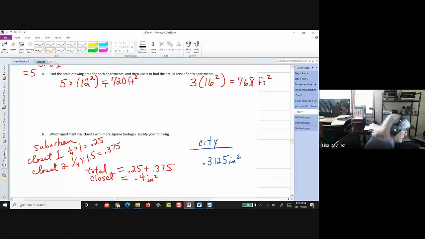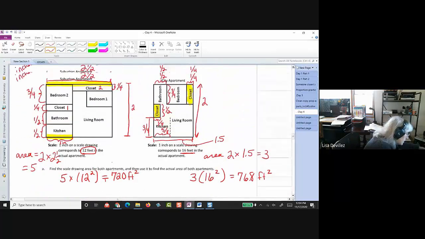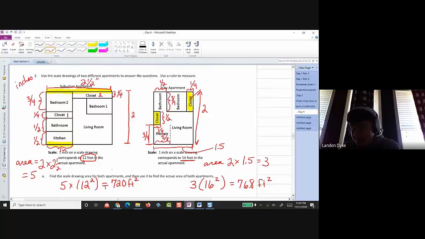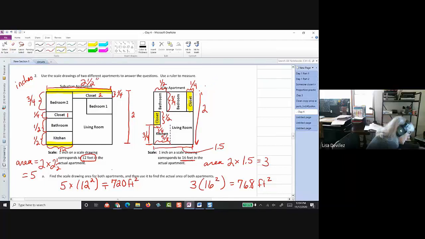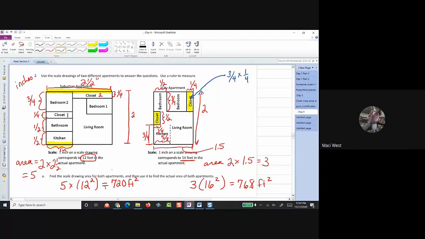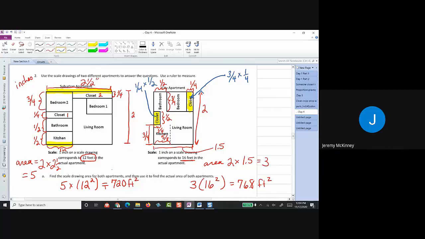Oh, okay. Hang on. Maybe I did my dimensions wrong. All right, so let's go back up. For this closet, Jeremy, what'd you get, buddy? I'm still trying to work it out. I'm a little lost. Okay, so the dimensions on this closet here are going to be 3/4 by 1/4, right? That's where I messed up. I didn't see the 3/4. I divided 1/4 by 2. Okay. And then this one is 1/4 by 1/2.